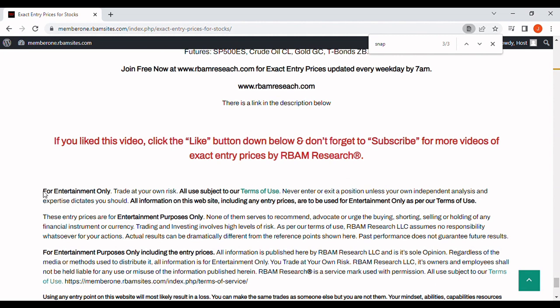Keep in mind that everything you see or hear in here, including entry prices, are for entertainment purposes only. You have to do your own analysis. You can't use our entry prices for anything other than entertainment only. Of course, it's all our opinion, and you have to trade at your own risk.